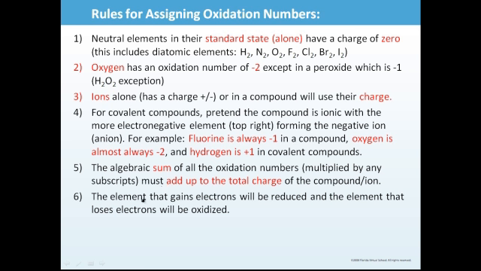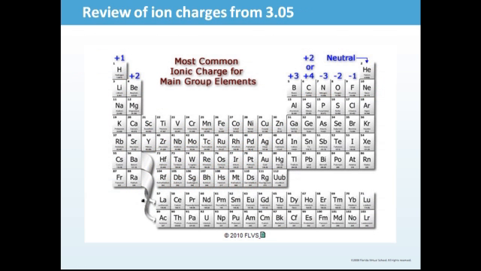All right, and then of course, as we've already mentioned, the element that gains electrons is reduced, and the element that loses electrons is oxidized. Now, since we were mentioning ion charges, I did want to put the screen up real quick and just do a quick refresher. Remember back in 305, group 1 elements, when they form an ion, will have a +1 charge.